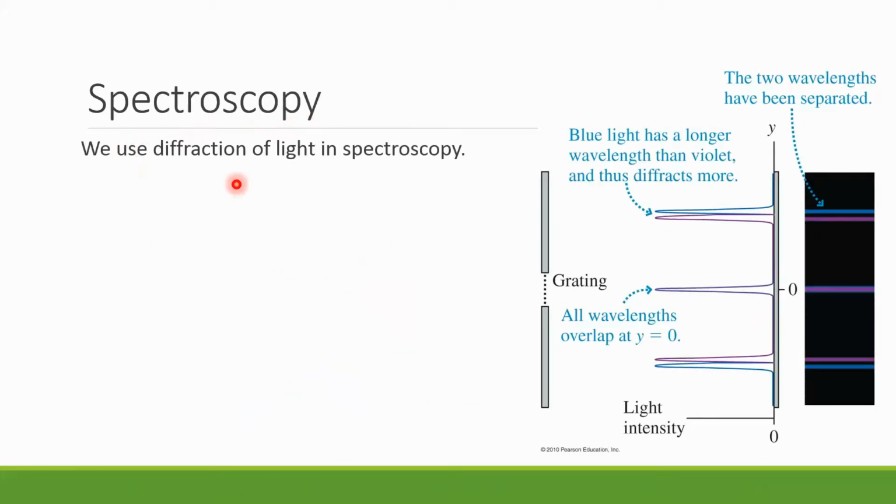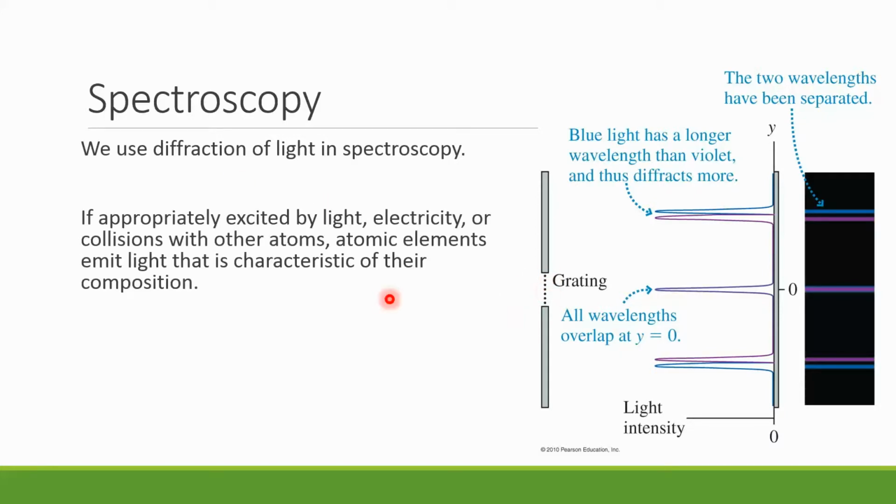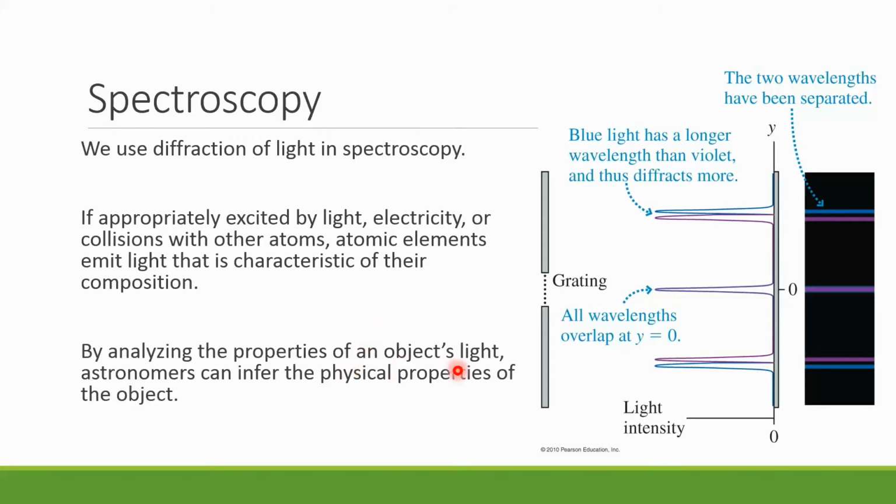So in spectroscopy, we're going to use diffraction of light. We have a diffraction grating here. If we take certain atomic elements and excite them with light, electricity, or collisions with other atoms, each element will emit light that's characteristic of what they're made of. This is especially useful for astronomers who can't go out and actually touch what's way out in outer space, but they can look at what kind of light comes from the objects in outer space. By analyzing the properties of an object's light, astronomers can infer the physical properties of the object.